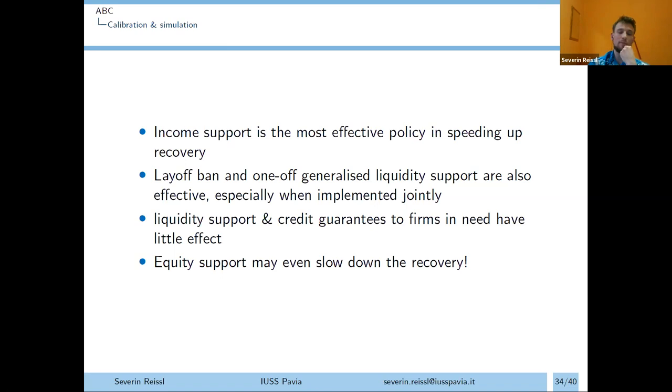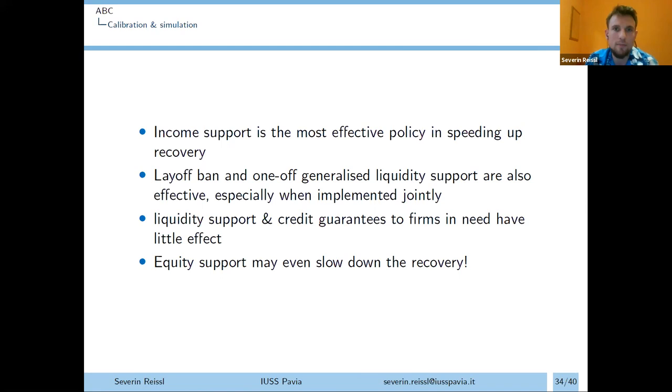And then finally, the equity support, it turns out in our model, in fact, may even slow down recovery. Why? The reason is kind of similar. By essentially injecting equity into any firm that would otherwise go bankrupt and exit the model, you artificially keep these firms alive. These firms will typically be relatively small relative to the others in the model, but at the same time, by keeping them alive, you do not provide any stimulus to make them produce more, so they're just kind of around and not doing much.